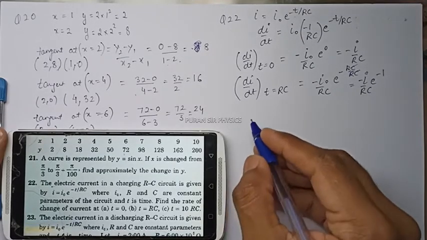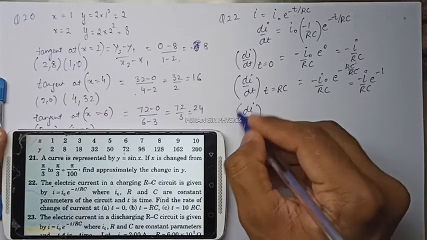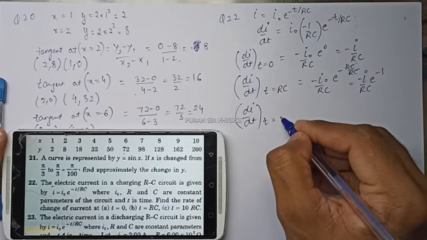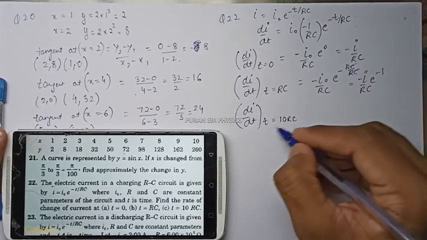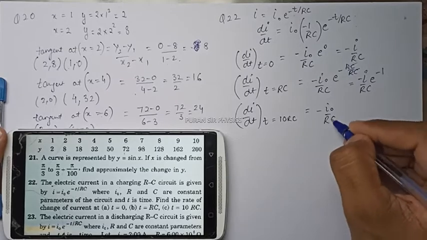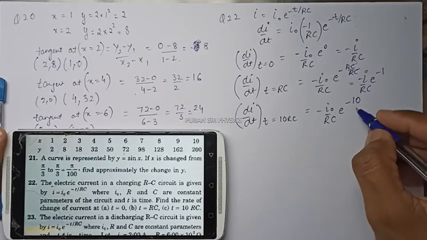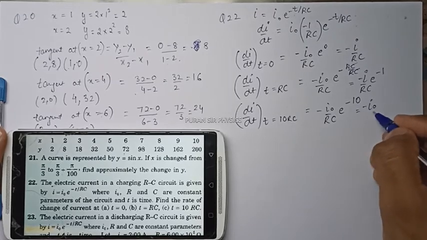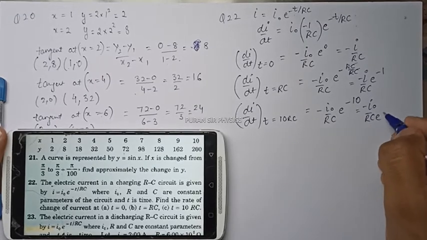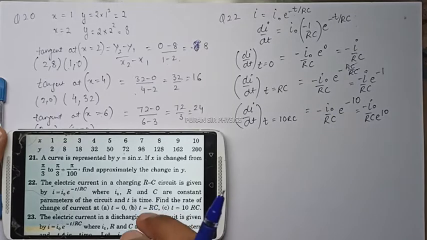And in the third part, we have to find di by dt at t equals 10 RC. When t is 10 RC, it will be minus I naught by RC e raised to power, in this case, e raised to power minus 10. So we can write this as I naught upon RC e raised to power 10. So this is the answer of question number 22.